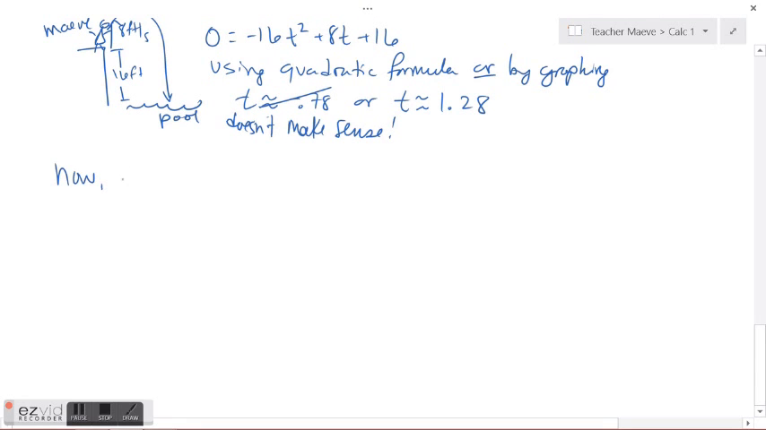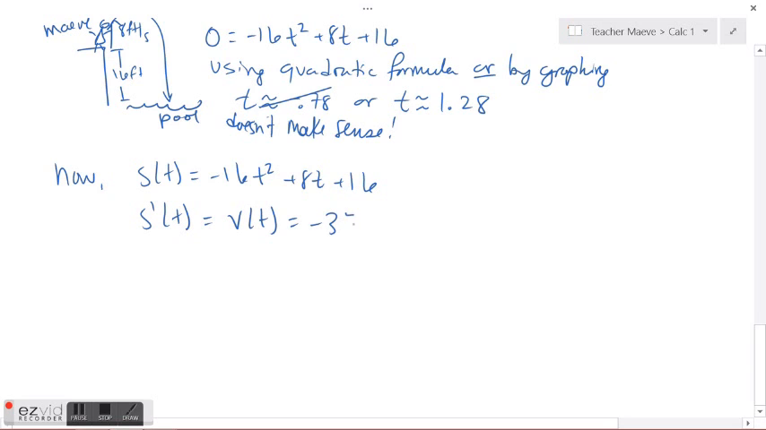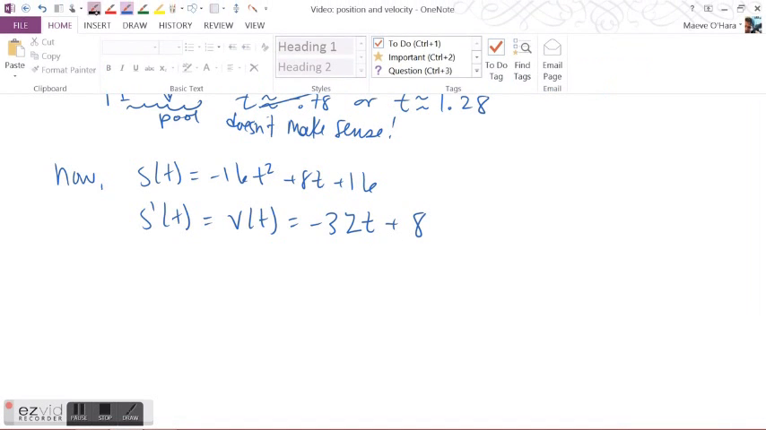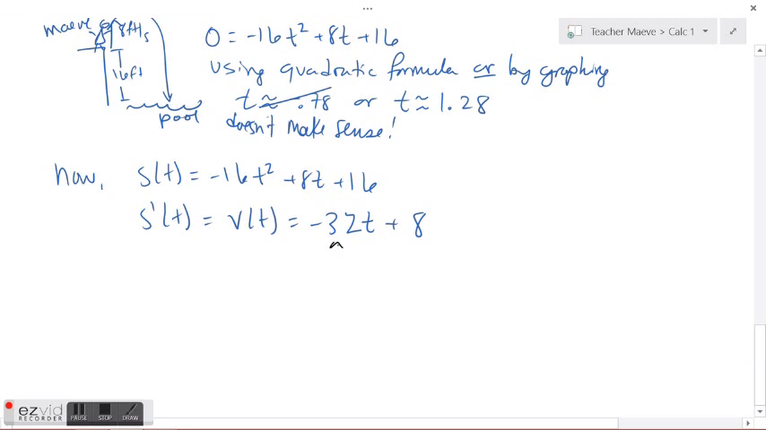So if I have the time it takes me to get to the pool, now I can figure out what my instantaneous velocity is at that moment. Remember, my position curve is that, so I want the slope of the tangent, which is the derivative of the position curve. I use my power rule: negative 16 times 2 gives negative 32t, plus 8t becomes 8, plus 16 is just 0. So the derivative is negative 32t plus 8.